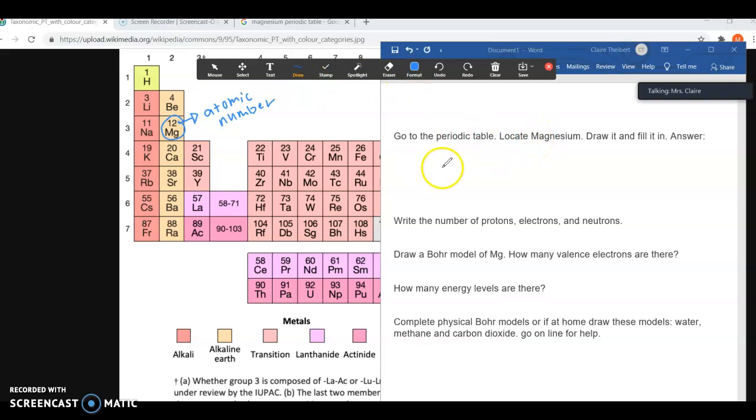Okay, so if we are going to draw it, we would draw a box, and then we would just put Mg, and then we would put 12 for the atomic number. If we look at a little bit more complicated one really quickly, let's see.